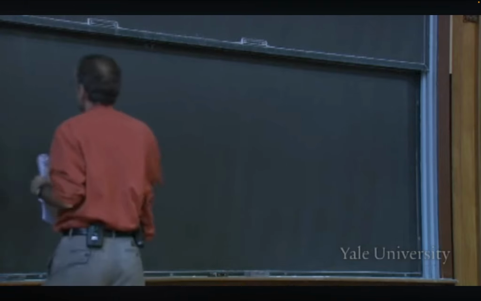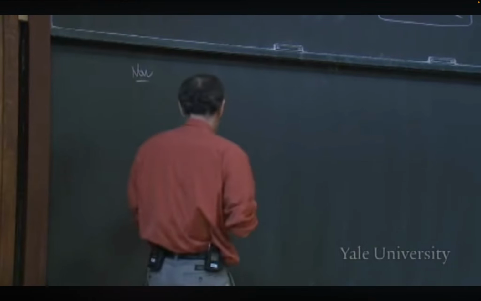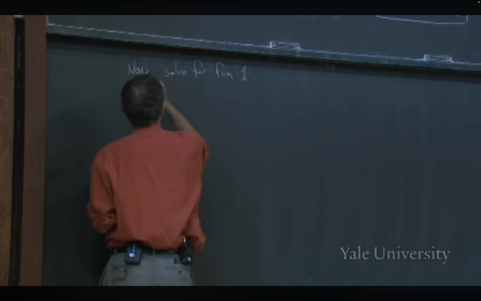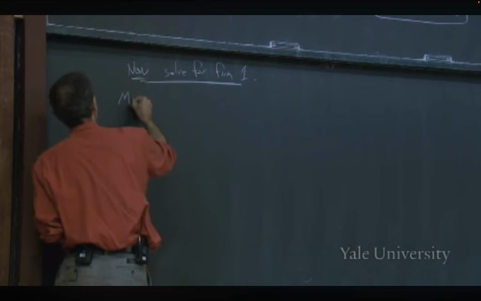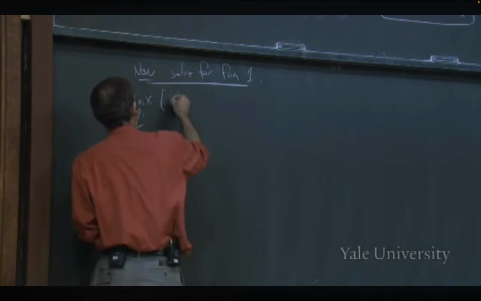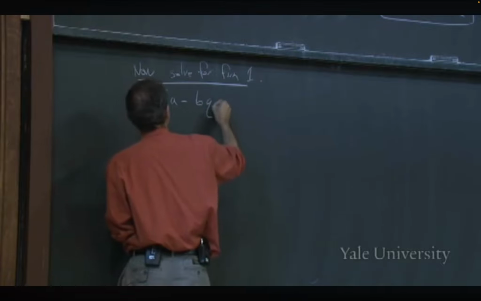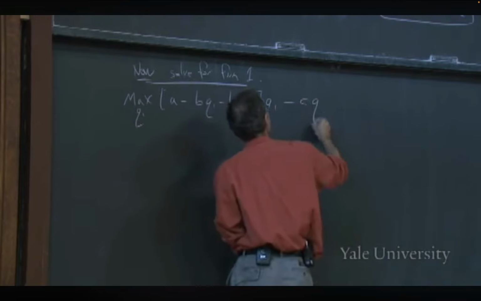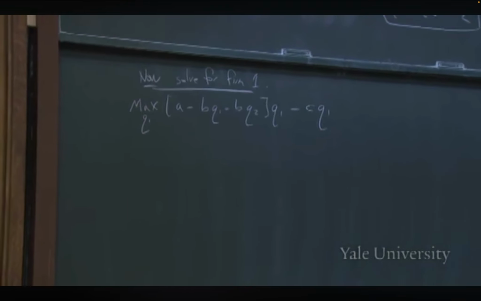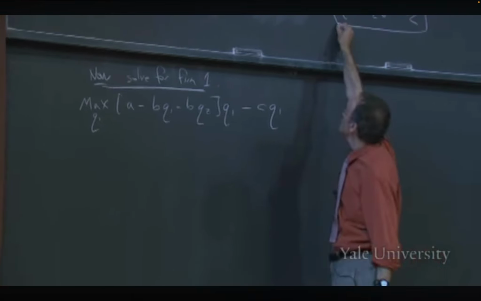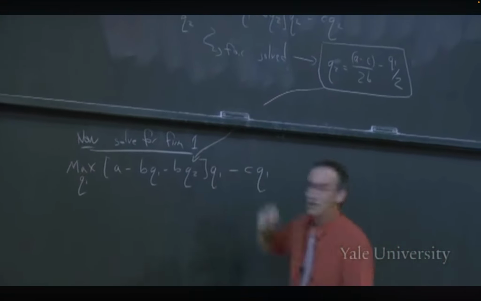All right, now the more interesting part. Not thrilling, but a little bit more interesting. Now let's solve for firm 1. What is firm 1 doing? Firm 1 is also trying to maximize profit. Firm 1 is choosing Q1. At least initially, it looks like the same problem: A minus B Q1 minus B Q2, times Q1, minus C Q1. This is the same line we had before. But whereas firm 2 was taking Q1 as given, firm 1 knows that Q2 is given by this formula here. So what we're going to do is plug this Q2 into there.